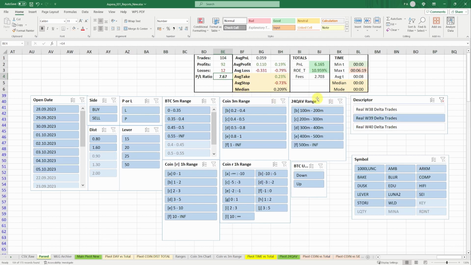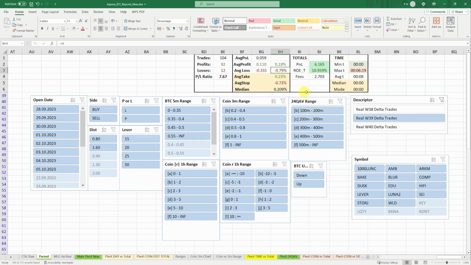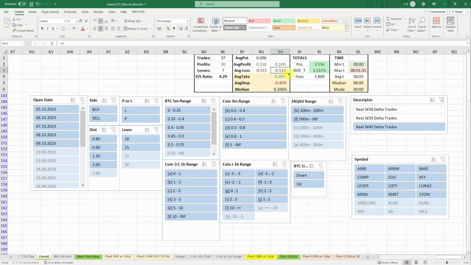However, look at the average loss. Here it is minus 0.5%, whereas before it was almost minus 0.8%. As you can see, the trailing stop is working. Smaller percentage losses seem to compensate for not so stellar profit to loss ratio.